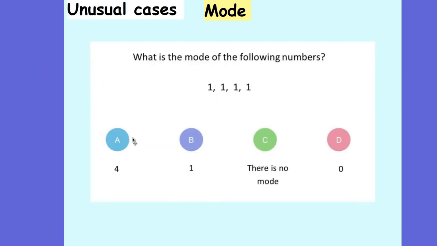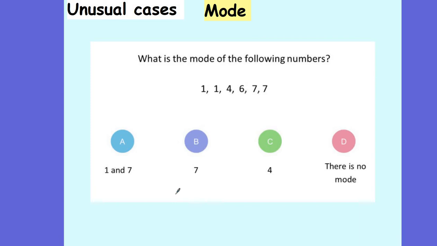On your mini whiteboards, what's the mode of this data group? I've got 1, 1, 1 and 1. Pause the video for a minute and work it out. Okay, the correct answer is B. They're all 1s, so 1's got to be the modal group. It's clearly the most common number. How about now? Pause the video and work this one out for me. Okay, this time I've got 2 1s and 2 7s, so 1 and 7 are the mode. So the correct answer was A.